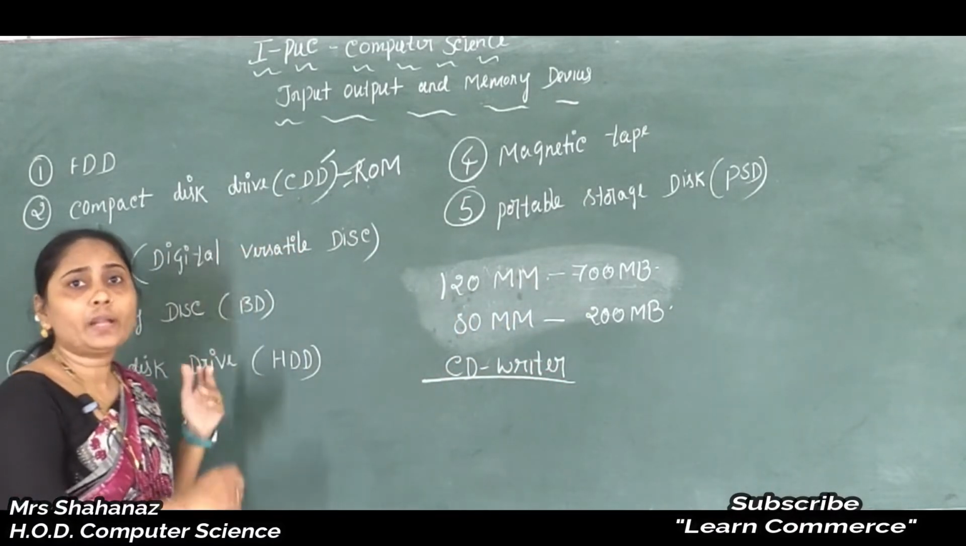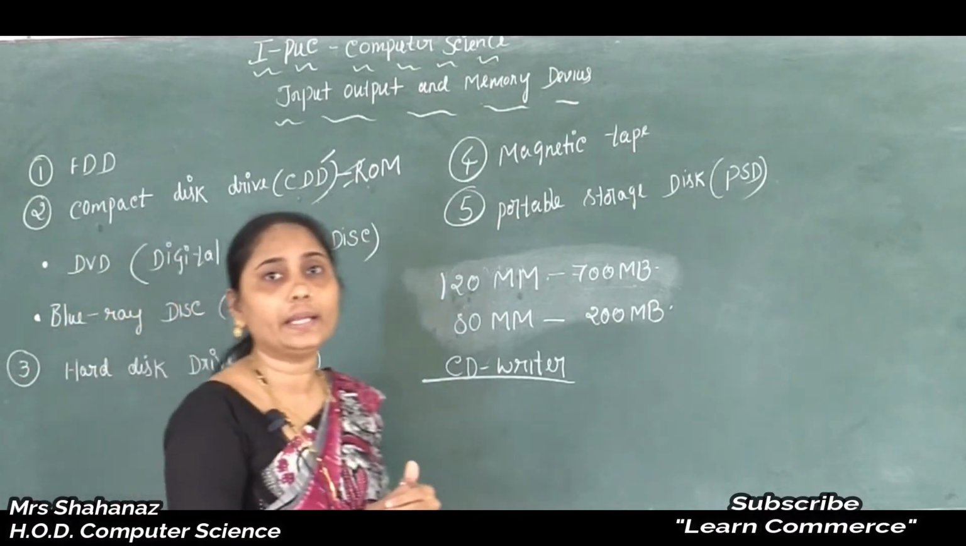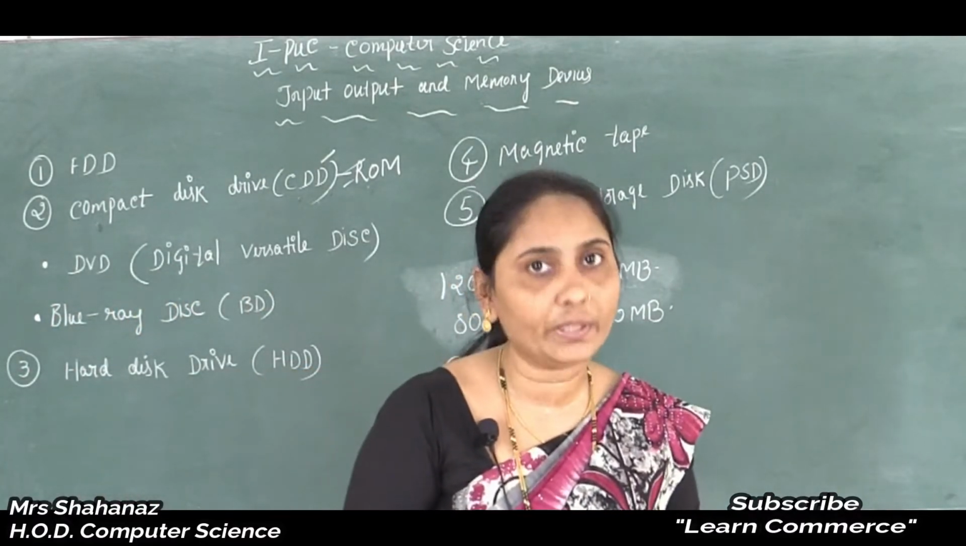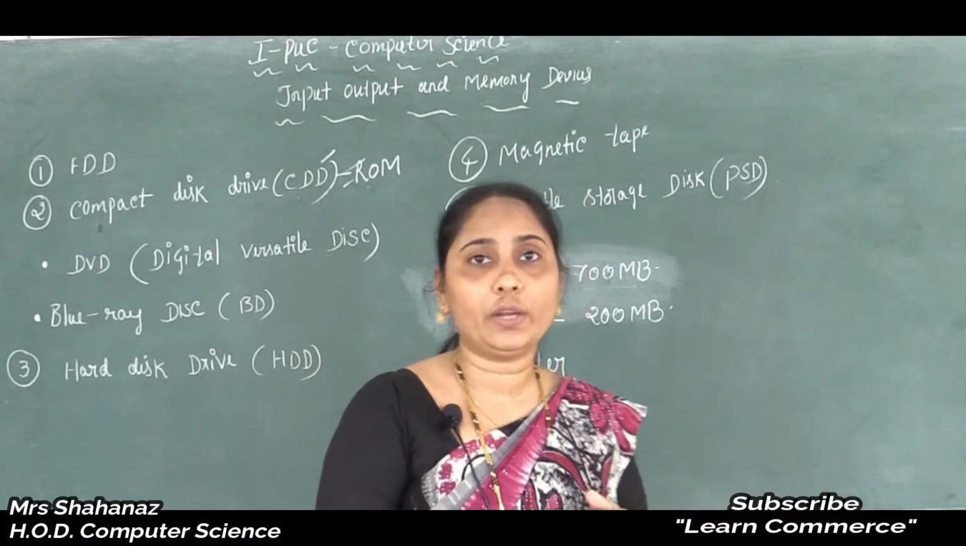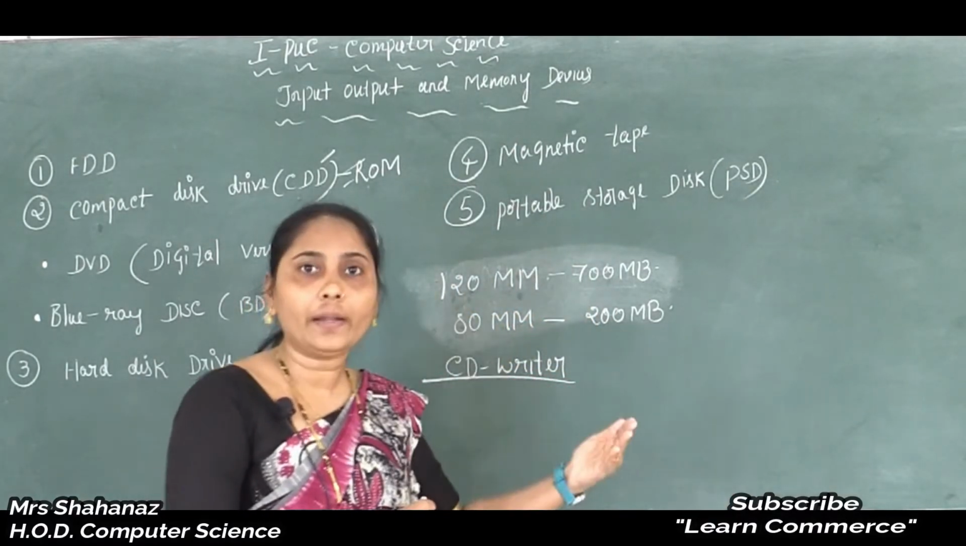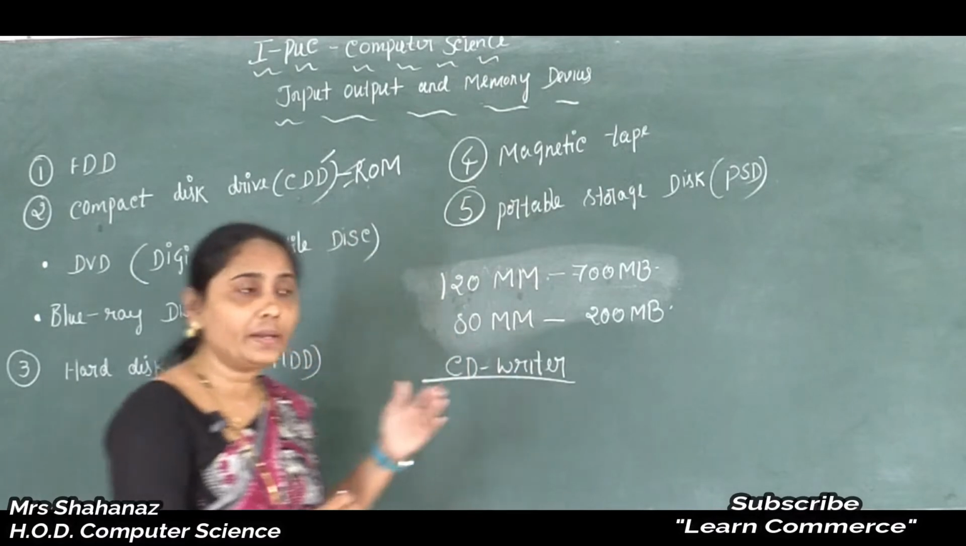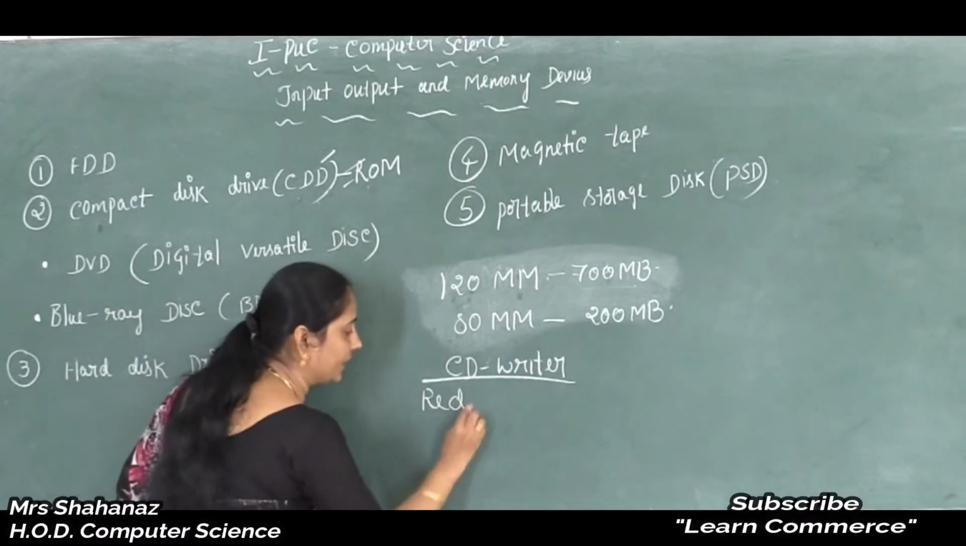Clear this point? But how is the information added to our CD-ROM drive? The data or information is added by the process of burning with a red laser beam. Clear this point here?